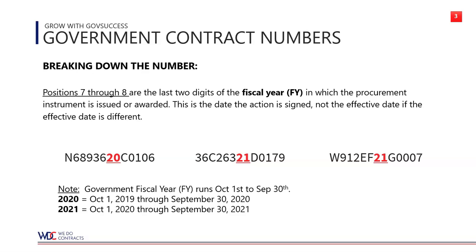So something for you to note, the government fiscal year runs October 1st through September 30th of any year. And so in 2020, the fiscal period for the government was October 1, 2019 through September 30th, 2020. And now we are in fiscal year 2021 at the time of this video, from October 1st, 2020 through September 30th, 2021.